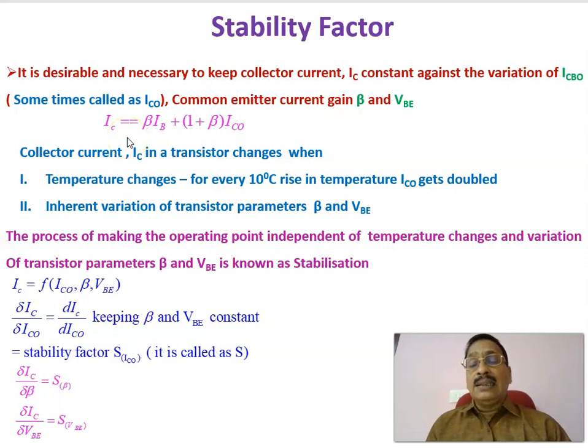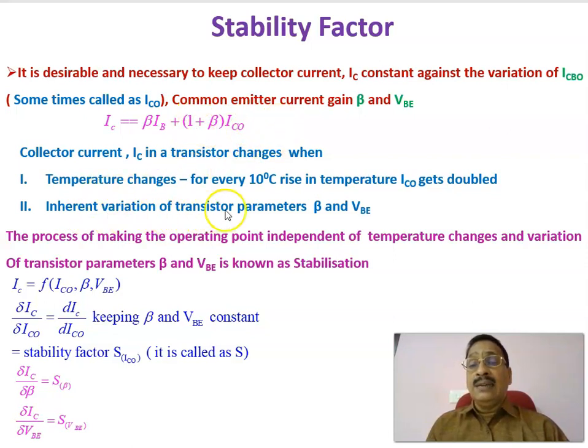As you know, the collector current is related to these parameters like IC equals beta IB plus 1 plus beta ICO. ICO is the same as ICBO. Therefore, collector current IC in a transistor changes, first, when temperature changes. For every 10 degree rise in temperature, ICO or ICBO gets doubled. Therefore, this 1 plus beta ICO term will be changing.